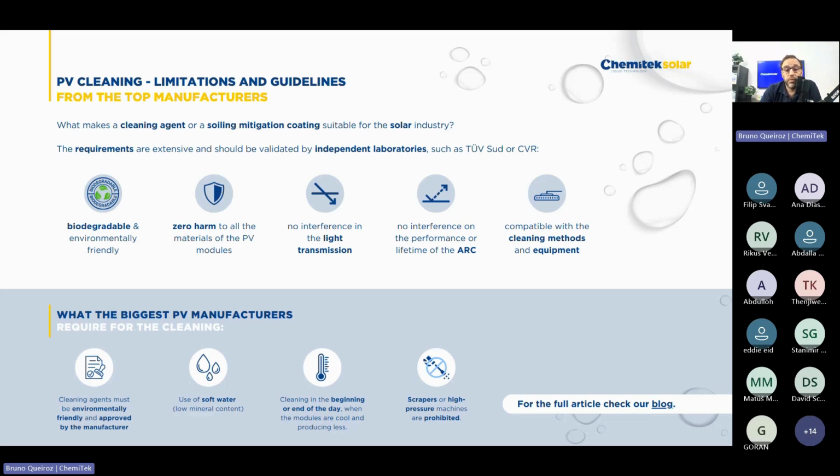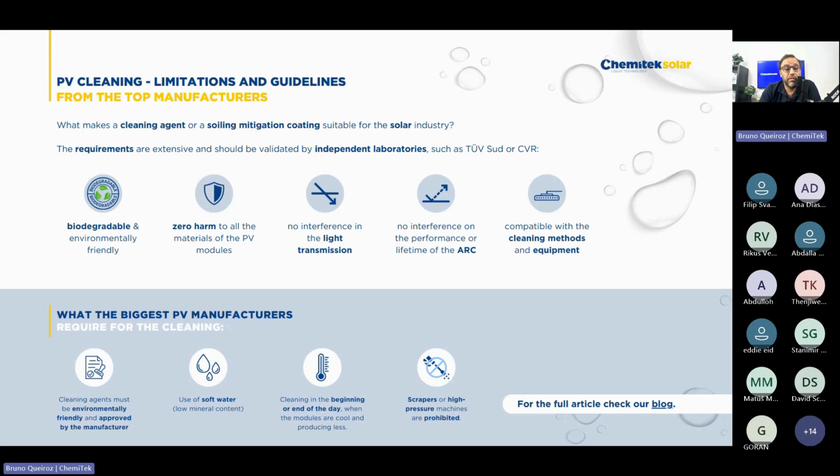Of course, zero harm to all materials of the PV modules. Even if you are using the product straight out of the drum, you need to be sure that it will not damage the modules in any way or in any of its components: aluminium, the anti-reflective coating, the silicone seals. You need to be sure that you won't be liable for any damages.